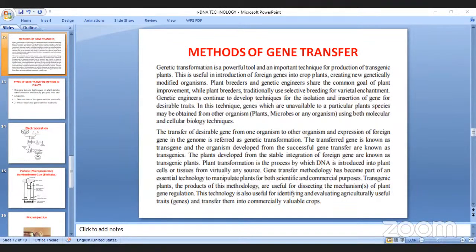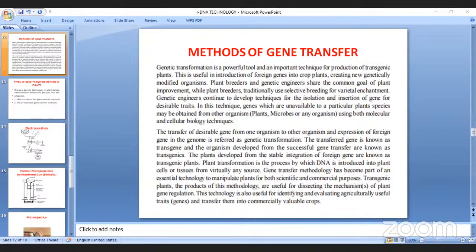Let's see just a brief introduction about the methods of gene transfer or genetic engineering. The transfer of a desirable gene from one organism to another organism and expression of the foreign gene in the genome is referred to as genetic transformation. So what is gene transformation? Transformation means we select a desired gene from one organism and introduce it into another, simple. This is called genetic transformation.